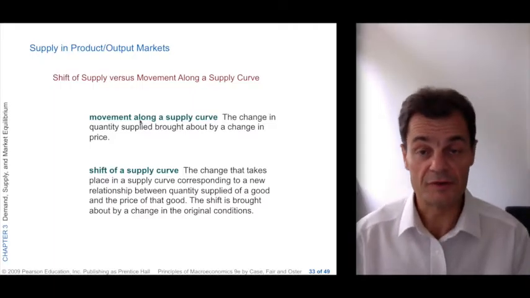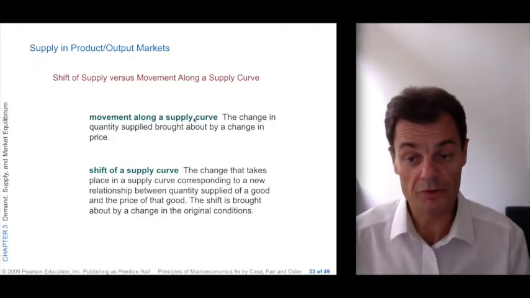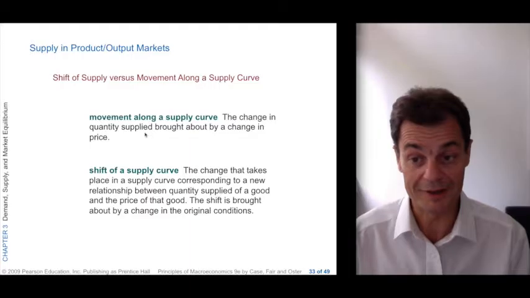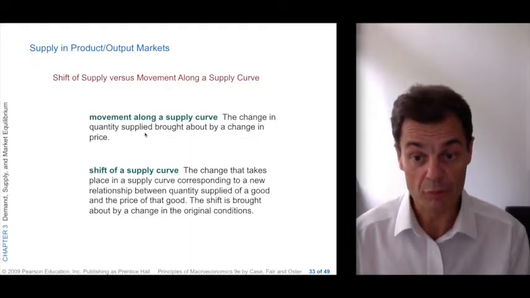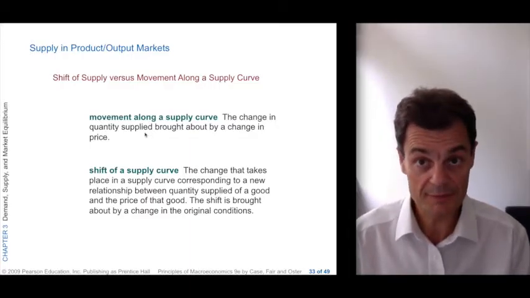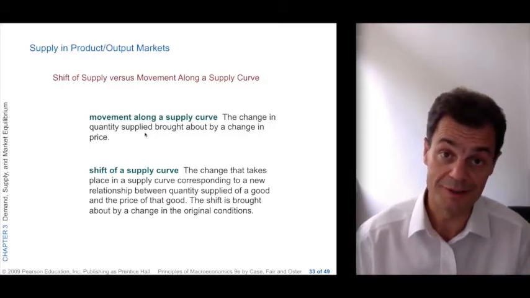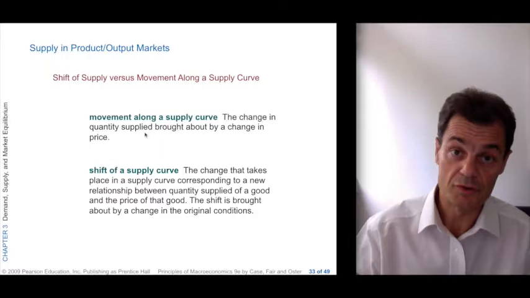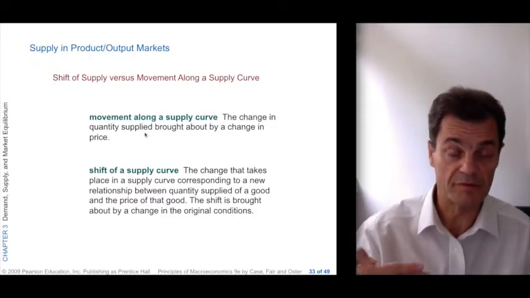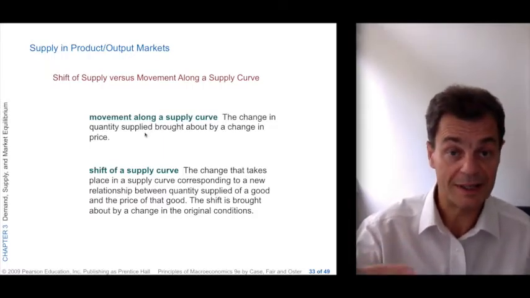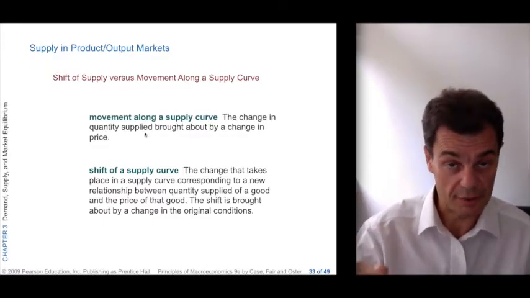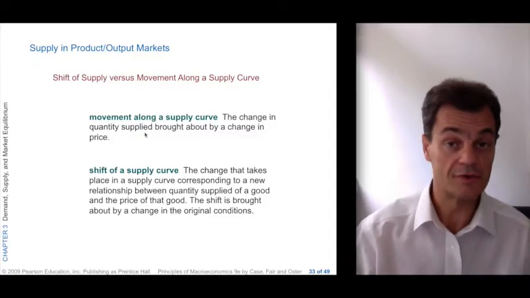We have to distinguish between the movement along the supply curve, which is the change in the quantity supplied brought about by a change in price. This is what we saw in the first chart. When the price of soybean increases, the quantity supplied increases because farmers are more willing to sell at that high price. And when the price decreases, the quantity offered decreases because farmers are not willing to sell at too low a price.